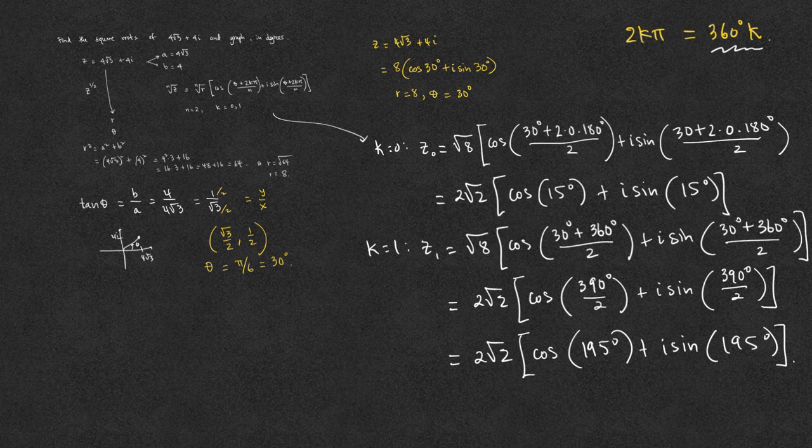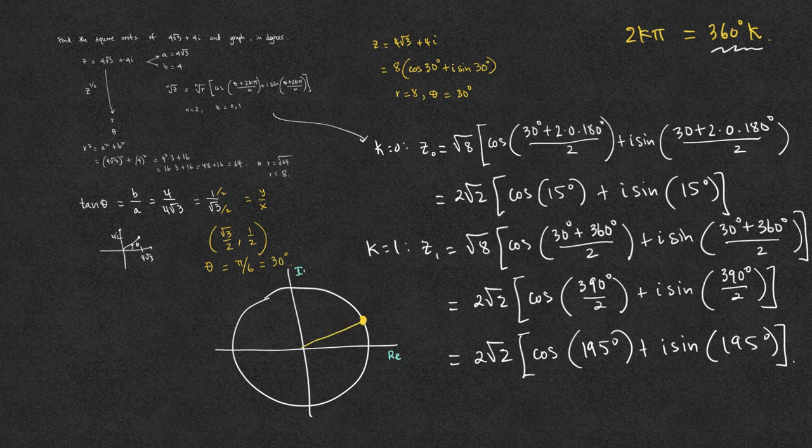To graph this, we know that there will be 2 points on the circle. They are equally apart. The first one is at the angle 15 degrees. And the other one is at 195 degrees, which is 180 degrees plus 15 degrees more. So we have 2 solutions. This circle has the radius of 2 root 2.